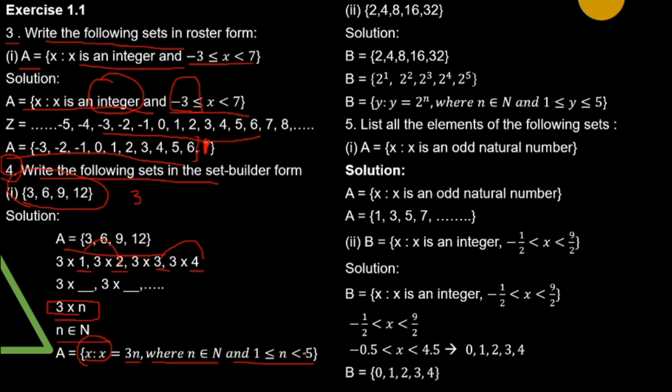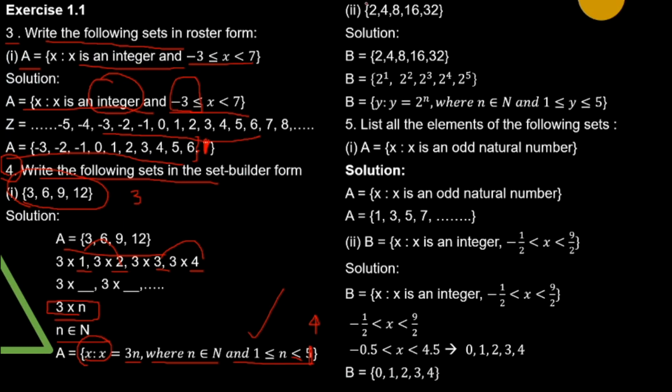But what did I write? 1 less than or equal to n less than 5. If I would have written equal to here, then I could have written 4. Okay, no issues. If you prefer to write in this way, no problem, or you write less than 5. So here we complete one question where we have converted roster form to set builder form.